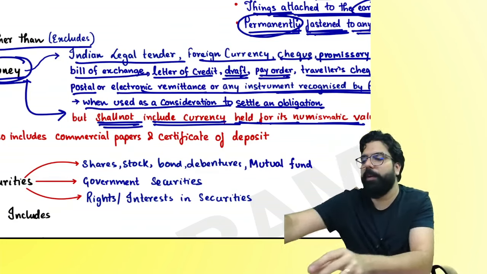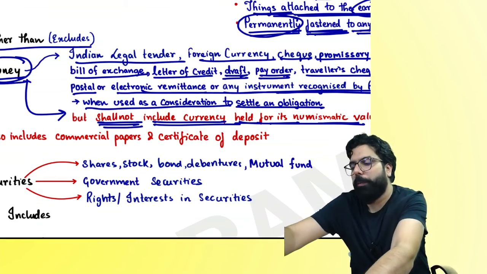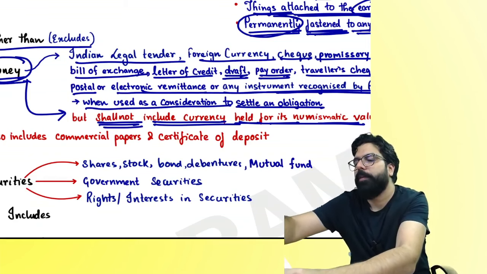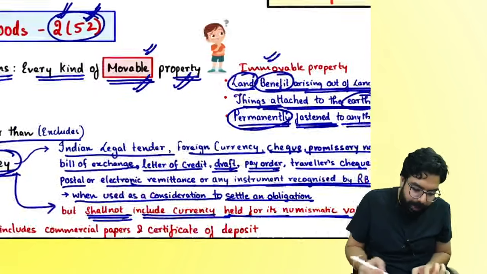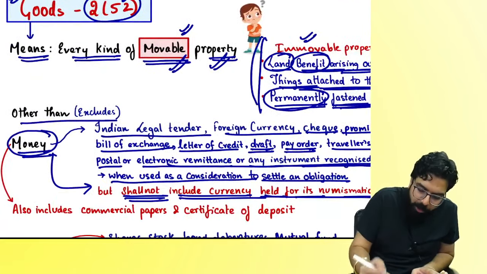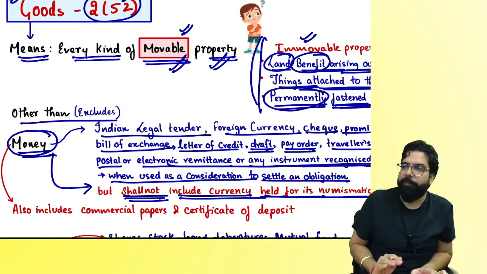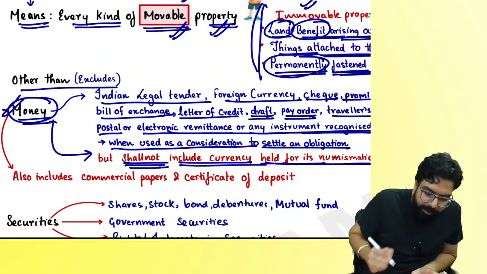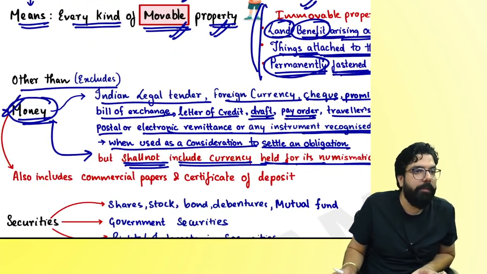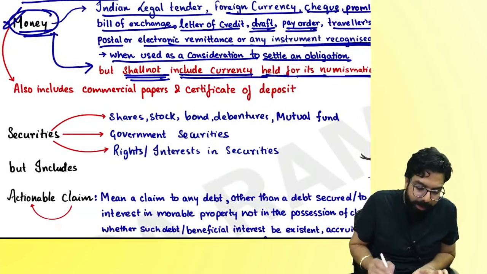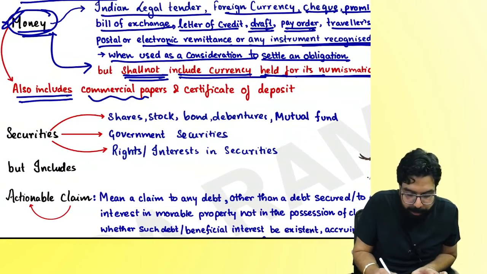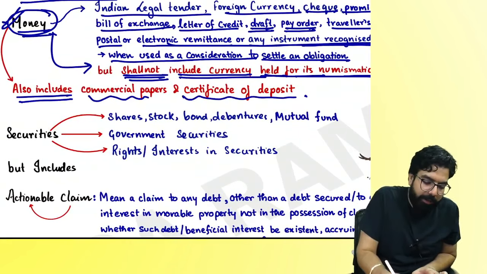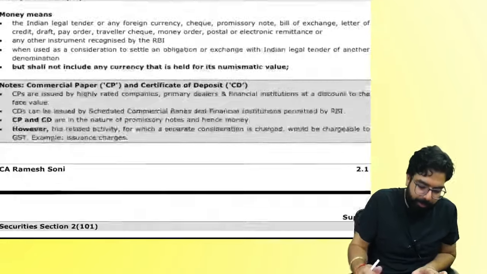First tell me one thing, goods means every kind of movable property, other than immovable property. So I told you to understand what is movable. Other than money. Money will not be what, everyone? Money will not be goods. Other than money, now it also says money also includes commercial papers and certificates of deposit. See, what do you mean by commercial papers and certificate of deposit?